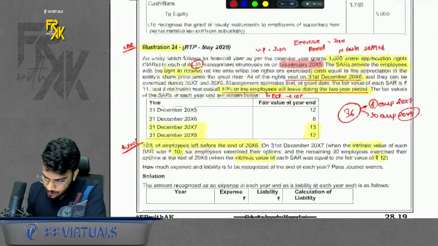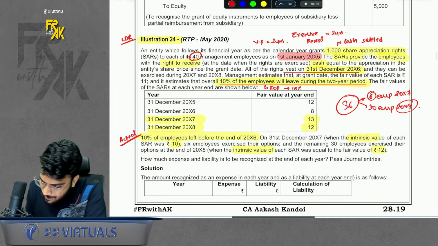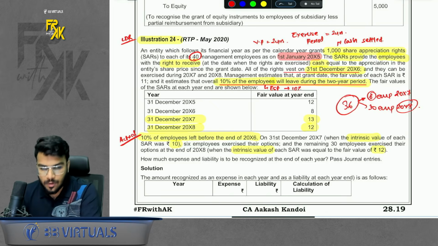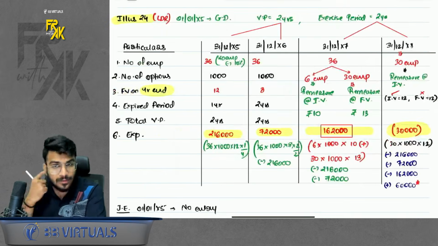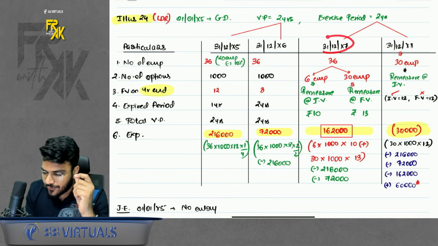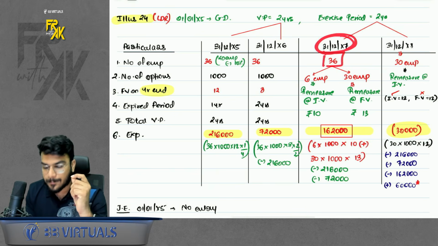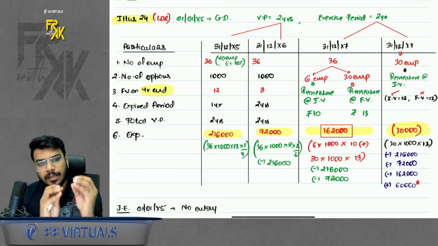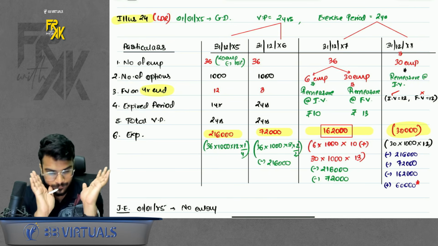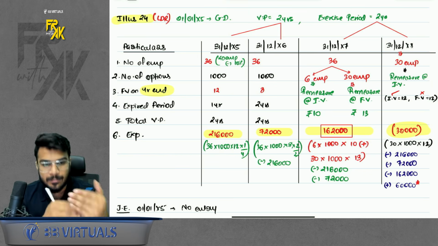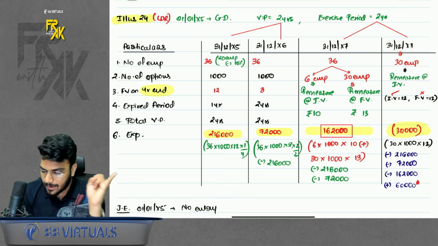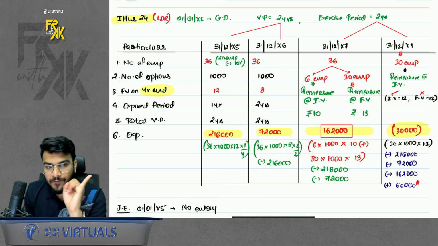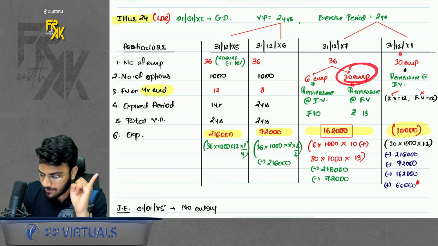And if you read the question, there is also some intrinsic value given. Now how to account for this? So simple. I told you one thing only. In the first year of exercise, there are 36 employees; the employees who want the cash will get the cash as per intrinsic value. But before giving cash, we will remeasure it. The employees who want the cash today will be remeasured at intrinsic value, and the employees who don't want the cash today will be remeasured at fair value.